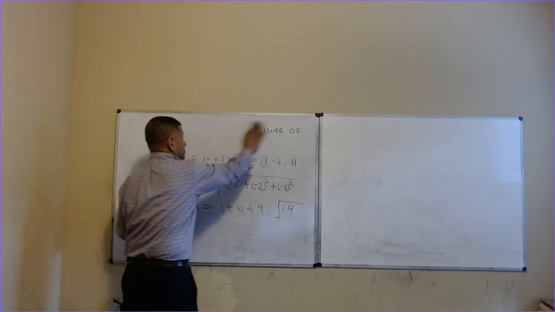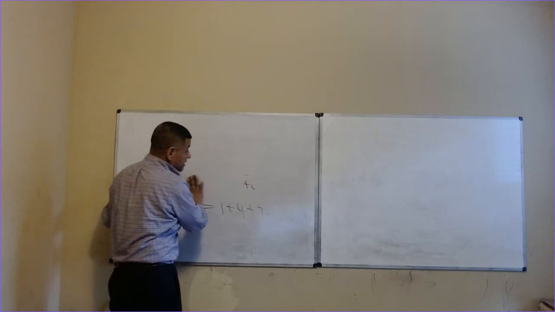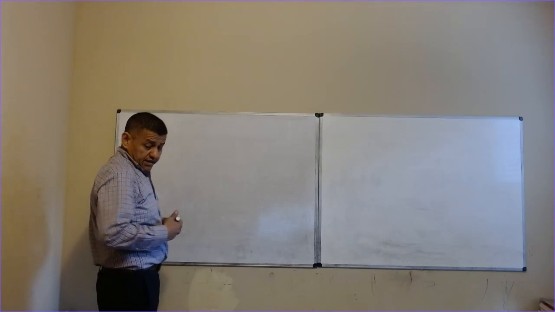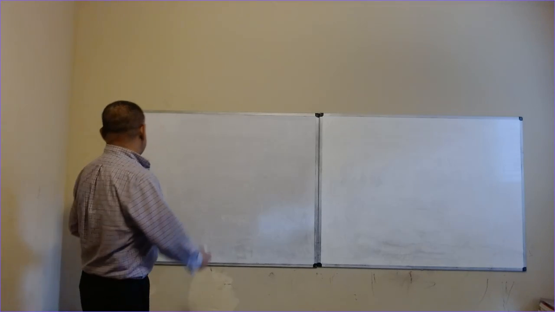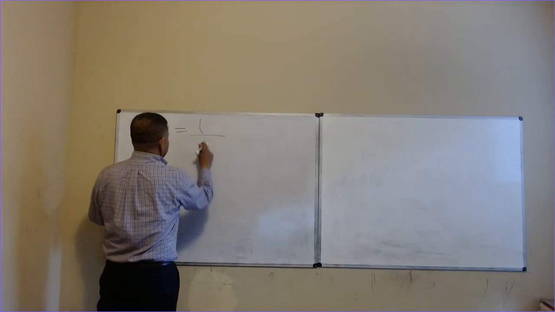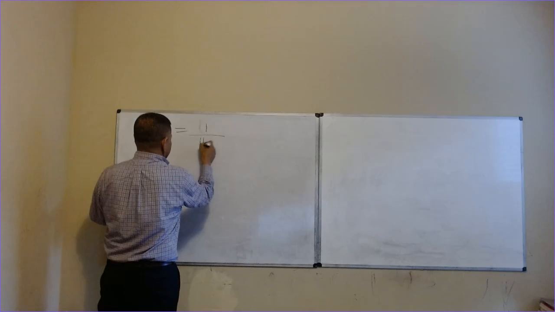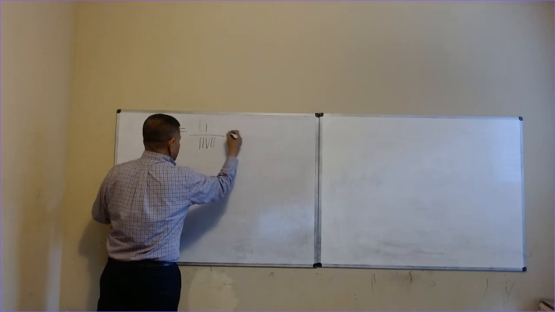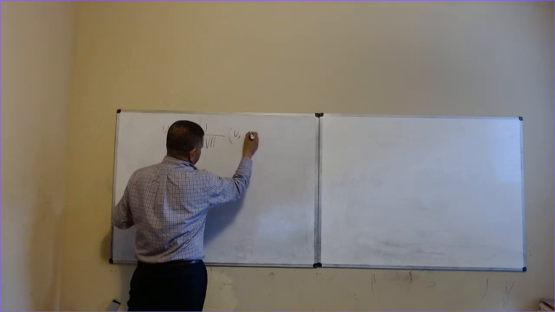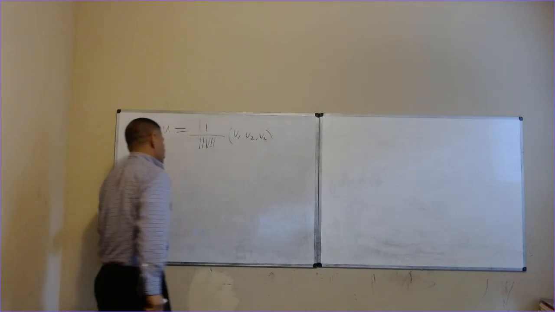Now, last time I showed you guys how to do the unit vector, right? And the unit vector is what? We say that some vector u is equal to 1 over the magnitude of v, multiplied by b1, comma, b2, comma, b3, and so forth.